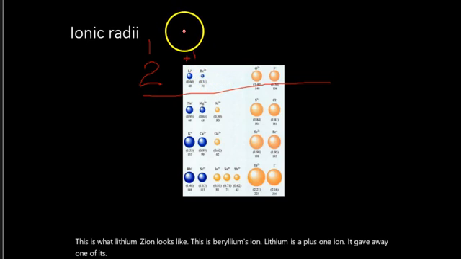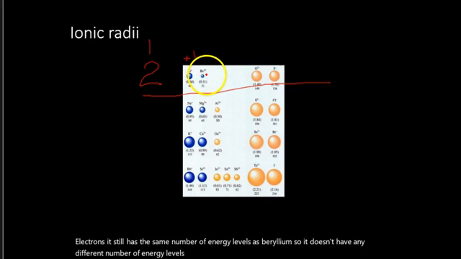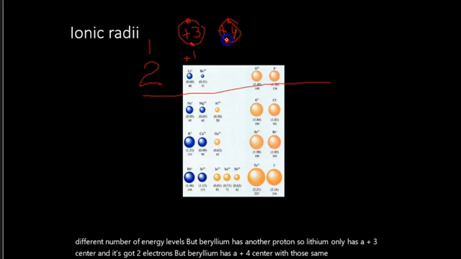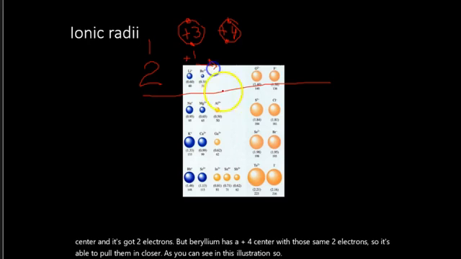It still has the same number of energy levels as beryllium, but beryllium has another proton. So lithium only has a +3 center, and it's got 2 electrons. But beryllium has a +4 center with those same 2 electrons. So it's able to pull them in closer, as you can see in this illustration. So it is decreasing as you go to the right.